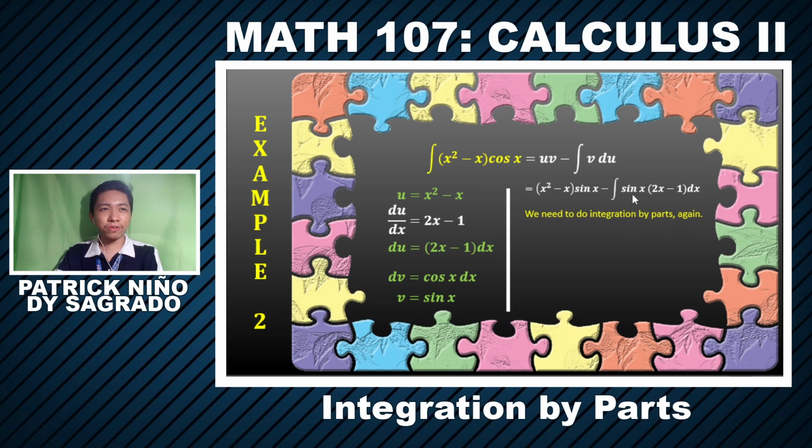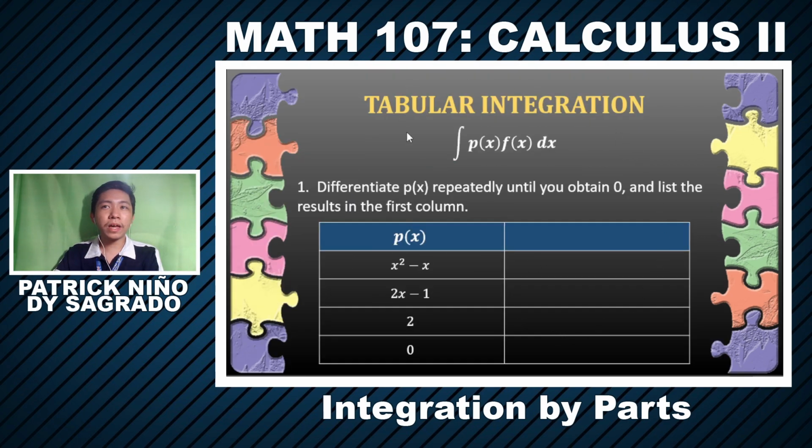But that could be tedious since sine x would return to negative cosine x, and negative cosine x would result into negative sine x, and negative sine x would return to cosine x, and cosine x would go to sine x. It's everything cyclical at this point. So what do we do when this happens, as Mr. Alberto has pointed out in the cyclical pattern of this integral? We use tabular integration.